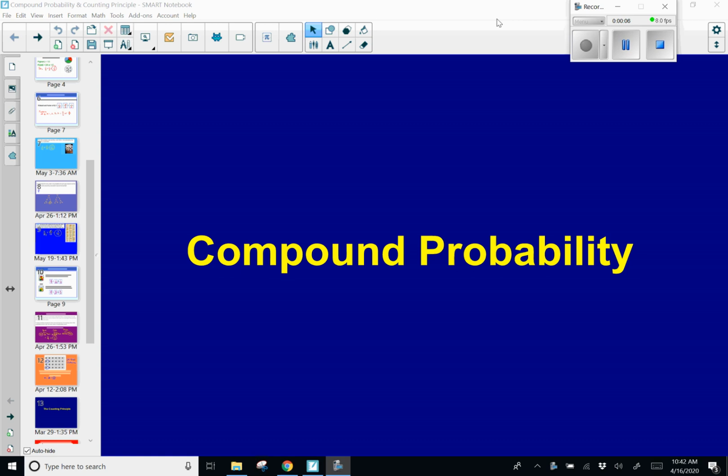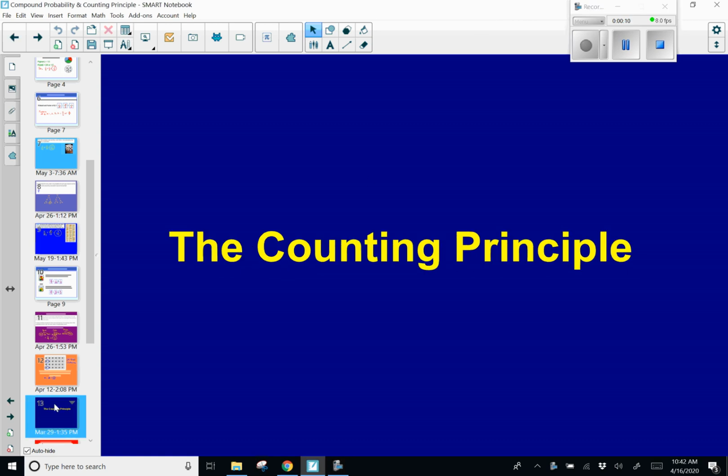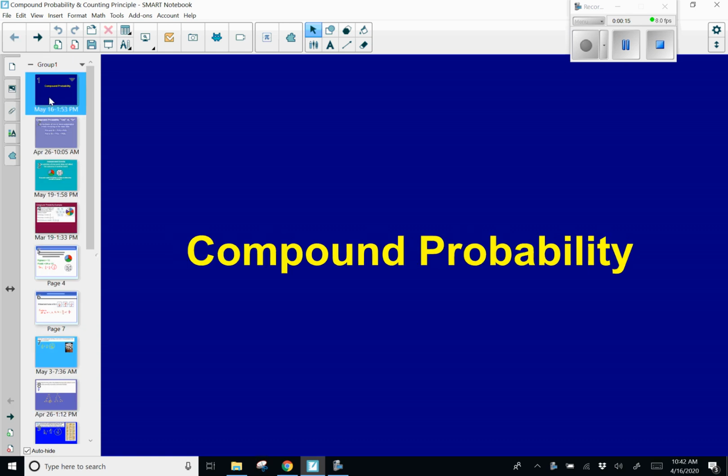Today in these notes, we're going to go over compound probability as well as the counting principle. I have several examples to do with you for compound probability because it is a challenging skill. I've also posted a video in Edpuzzle that I would highly recommend that you watch on compound probability.